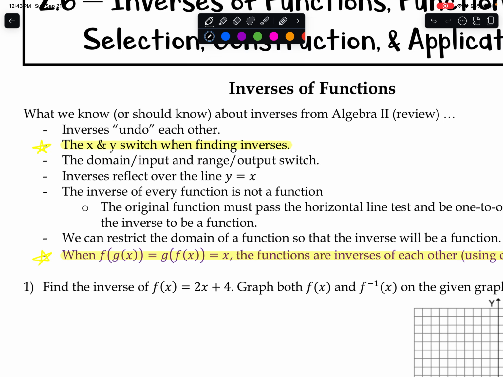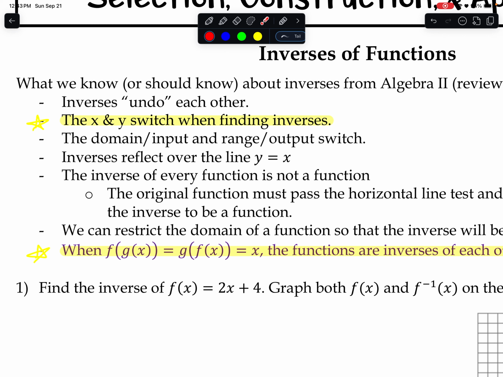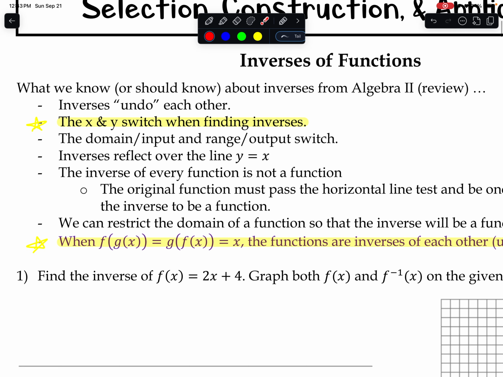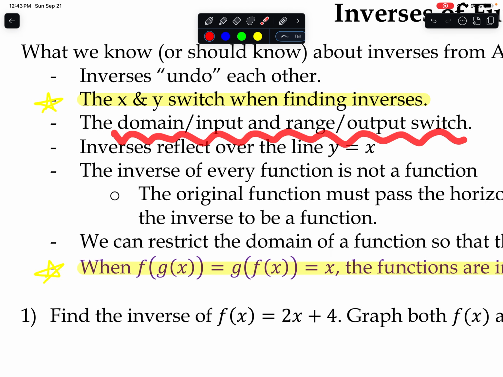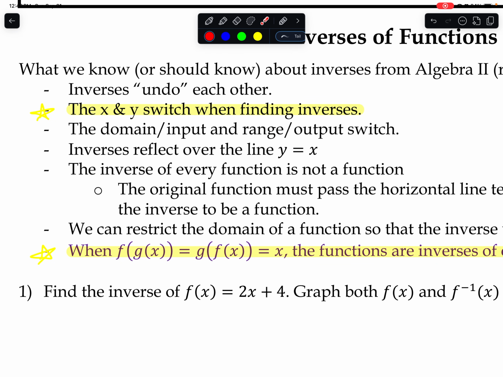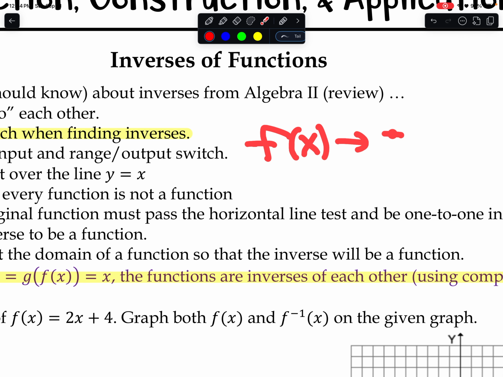So just to kind of go through the broad strokes. Inverses are going to, quote unquote, undo each other. In order to find the inverse, what we're going to do is switch the x and the y, and then solve for the y. Another really key important thing is that your domain and your range are going to switch when you do the inverse. So from f of x to the inverse, those are going to flip.